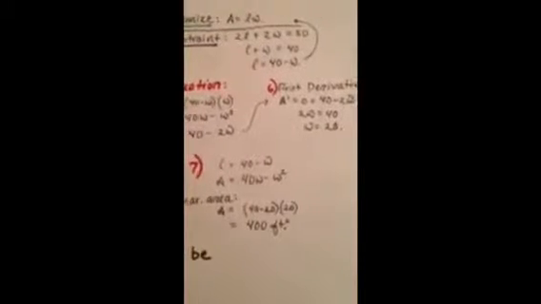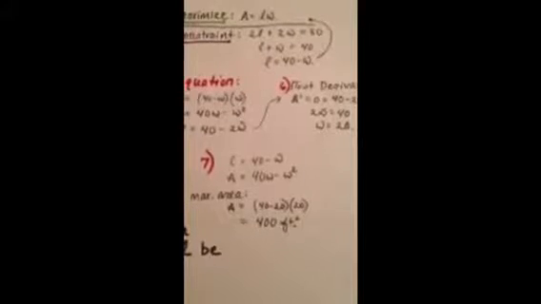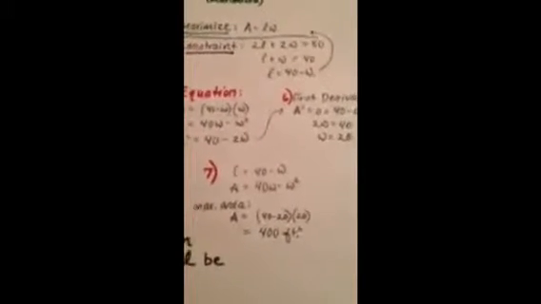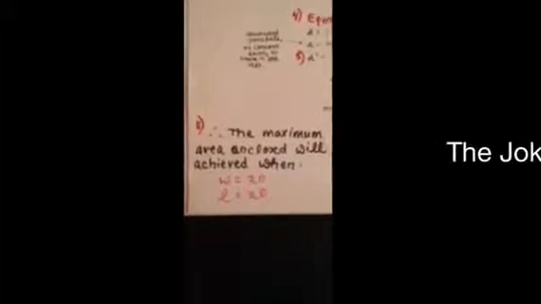Then at this point, you now know that W equals 20 and L equals 40 minus W. You can plug these both back into the area equation, which is 40W minus W squared, to get 40 minus 20 times 20, which equals 400 feet squared. Therefore, the maximum area enclosed will be achieved when W equals 20 and the length equals 20.